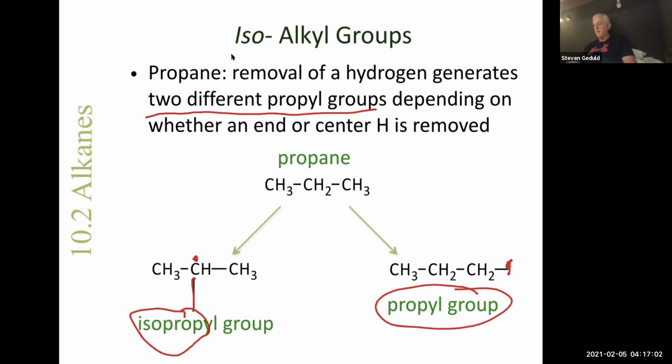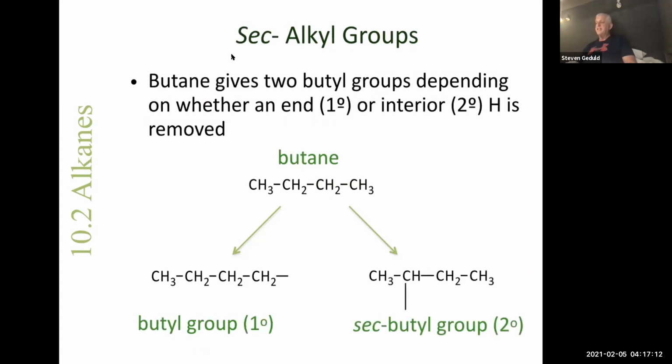Okay, so again, propyl group, we're taking off one of these hydrogens. Isopropyl, we take off one of those hydrogens. Okay, sec alkyl groups. That was iso, these are sec. Butane gives two butyl groups, depending on whether a primary or a secondary hydrogen is removed.